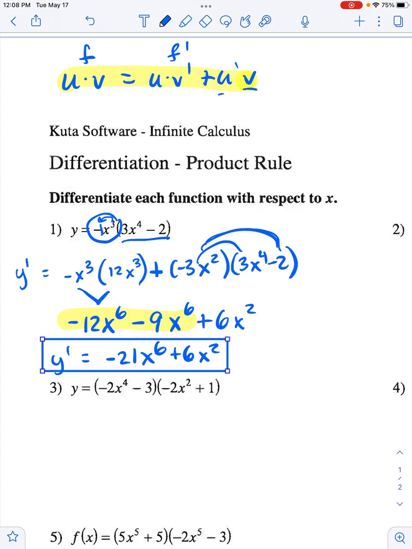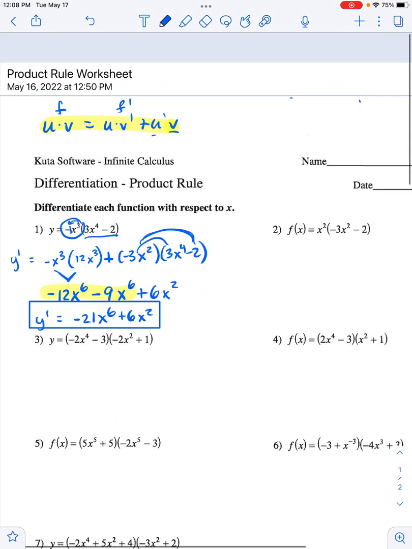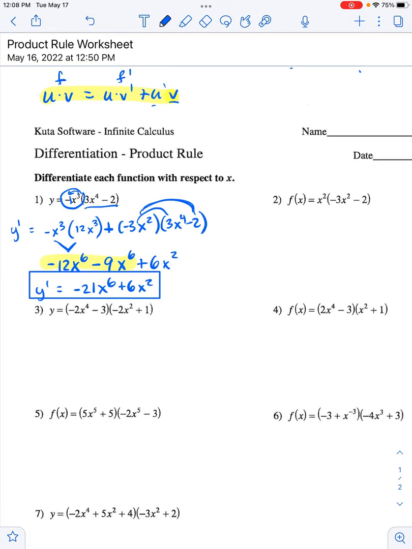So that, my friends, is what we did. And then the answer key is online for this as well. Hopefully that helps. Stop skipping my class.